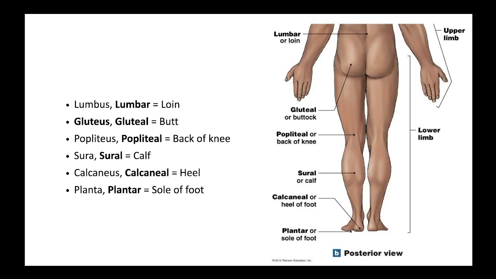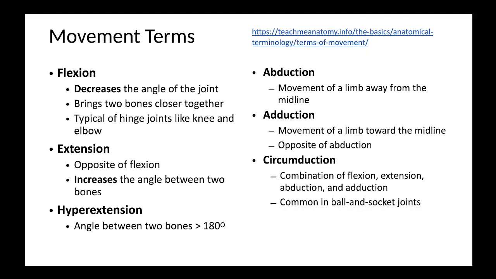And then the plantar surface is going to be the sole of your foot. All right, so let's go over some of the ways in which we describe movement of muscles. There's a couple main ways in which muscles act to move joints, right? The main way you can think of muscles is through flexion and extension. Flexion is where you decrease the angle of a joint, bringing the bones closer together. Extension is the opposite of flexion, increasing the angle between two bones.